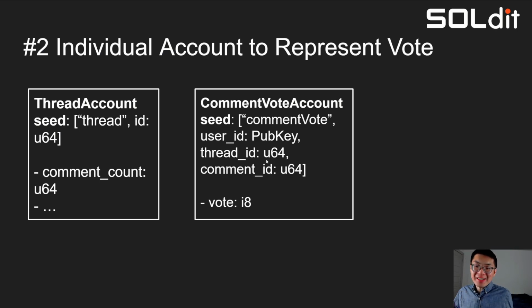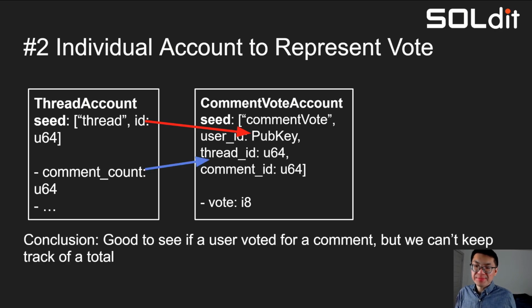Anyways, so the content of this account is we just have a vote, which is a type of signed 8. So the values for this can just be -1, 0, and 1 to represent if we upvote, downvote, or have not voted. So anyways, we know the pub key of the user, we know the thread ID, and we know the comment ID. And that's how we can find this account.